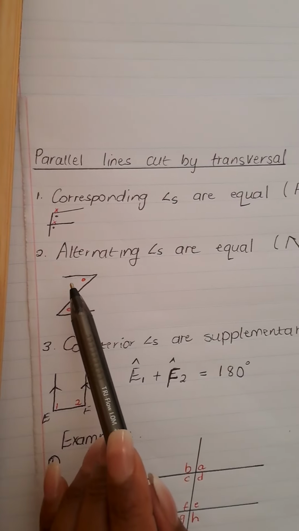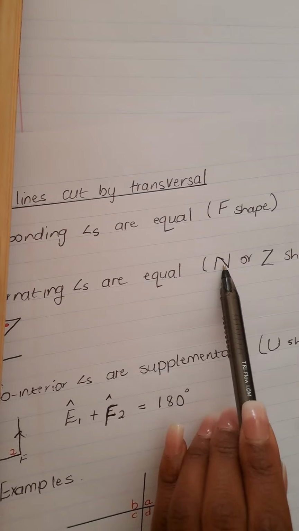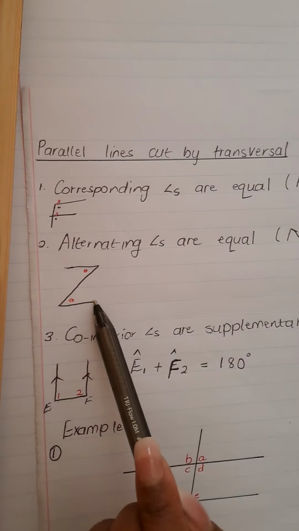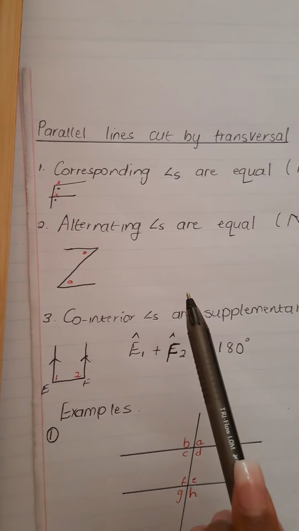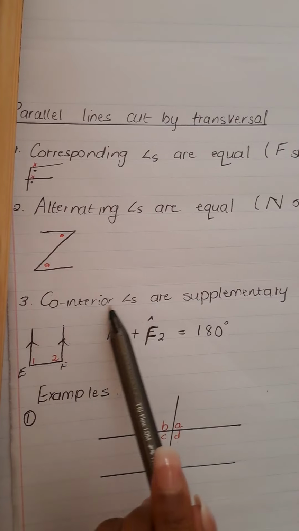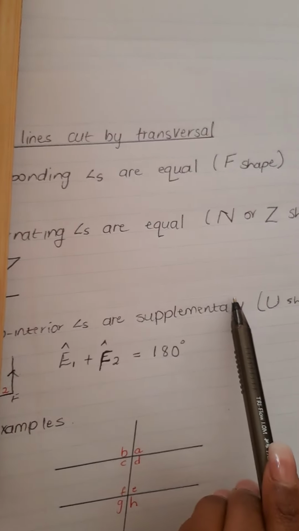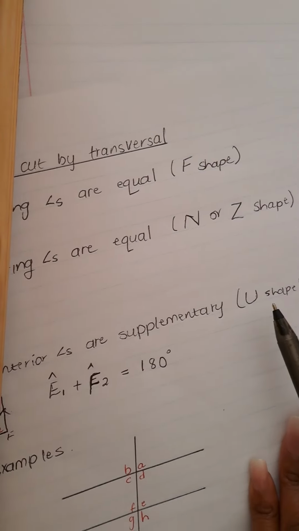And then we have what we call alternating angles. They are also equal. It is when you are having the N or the Z shape. For example, with this Z shape, this angle and that angle are equal. And then we have co-interior angles. Co-interior angles are supplementary, and it is when we are having the U shape.